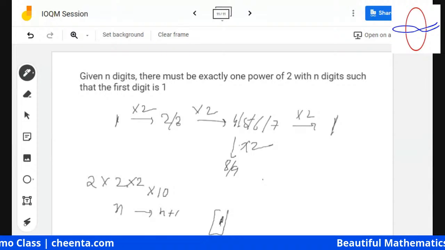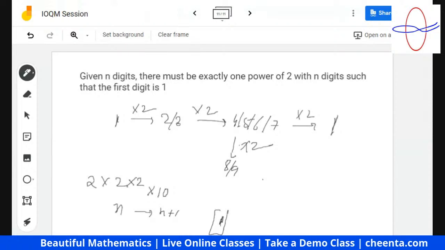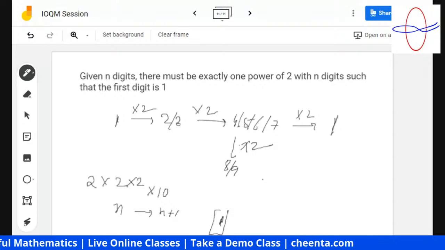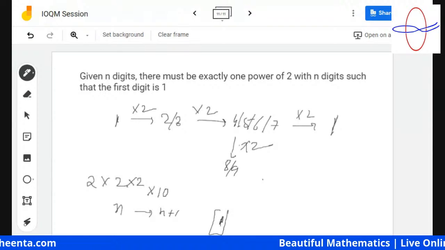You see, the first number will always start with 1. The minimum n digit number must always start with 1. Okay, can you understand this, guys? This is really important and interesting to observe. Can you prove it? Think about it.